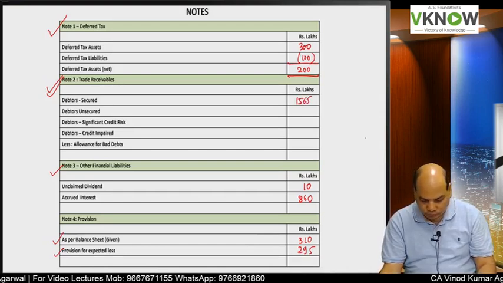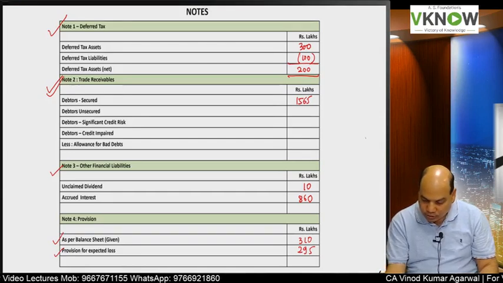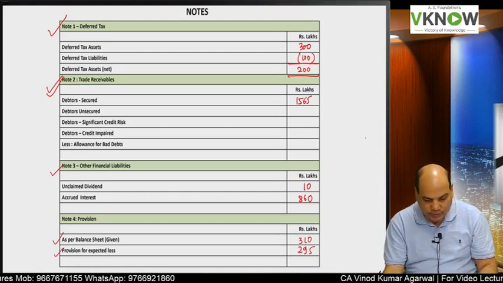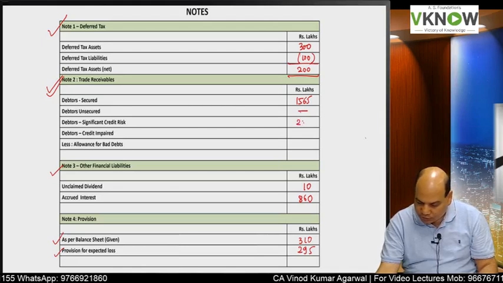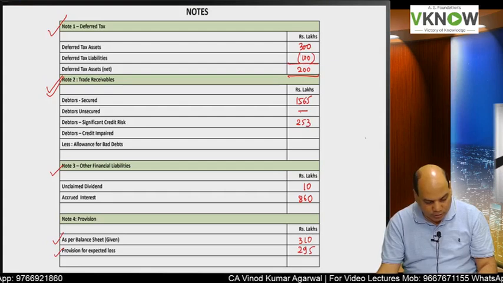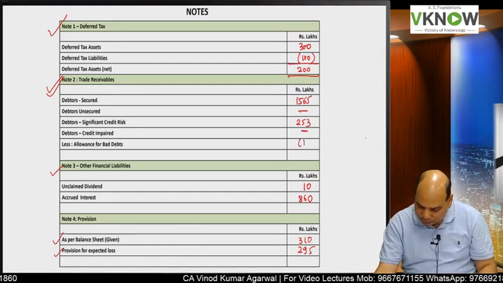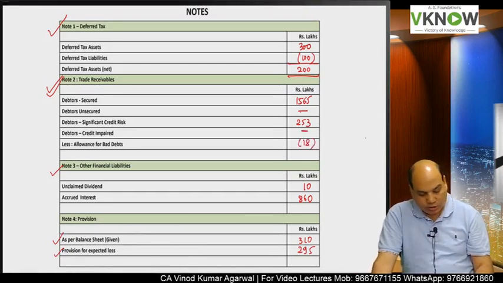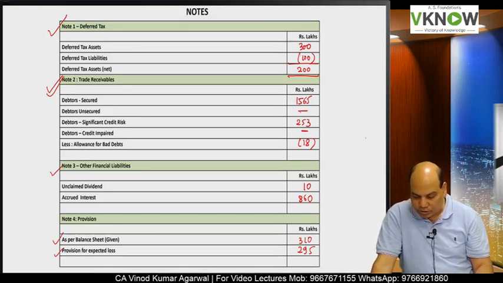Okay, debtors secured. Then you write debtors unsecured is not given. Then debtors with significant credit risk, doubtful is significant credit risk 253. And debtors impaired, we don't know. Allowance for bad debt 18. Although in the question enough details are not there, but this way you can write. Okay.